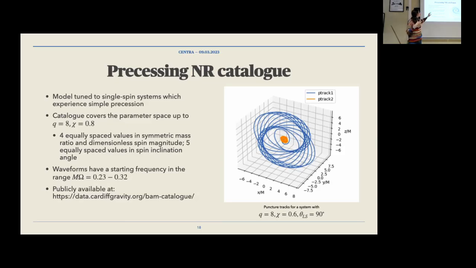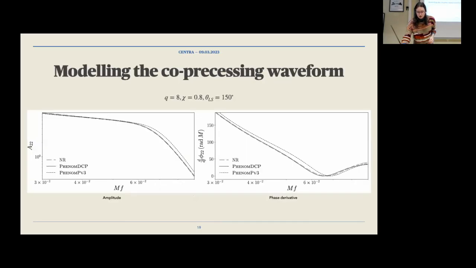And the waveforms generally have a starting frequency in this range, which means that we end up with around 10 orbits before merger in our signals, which is a long enough signal mostly to connect smoothly to the analytic perturbation theory, PN, or effective one body results prior to merger. And this catalog, should anyone wish to take a look at it, is now publicly available for use. All the dynamical information as well as the waveform information.